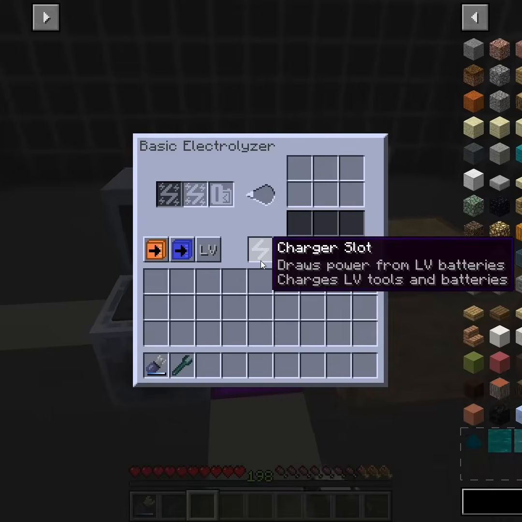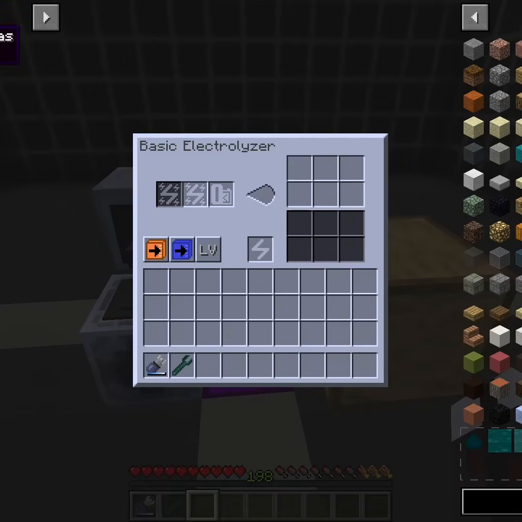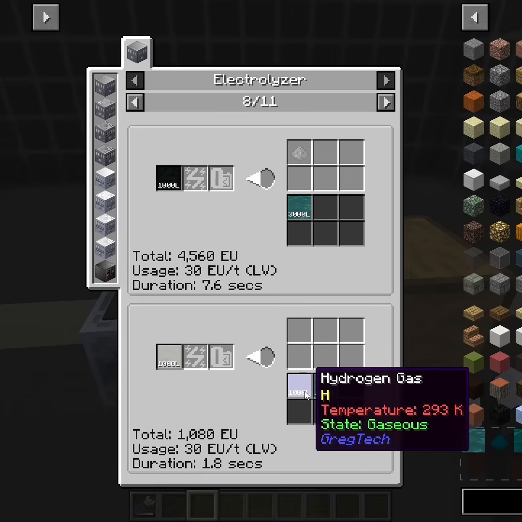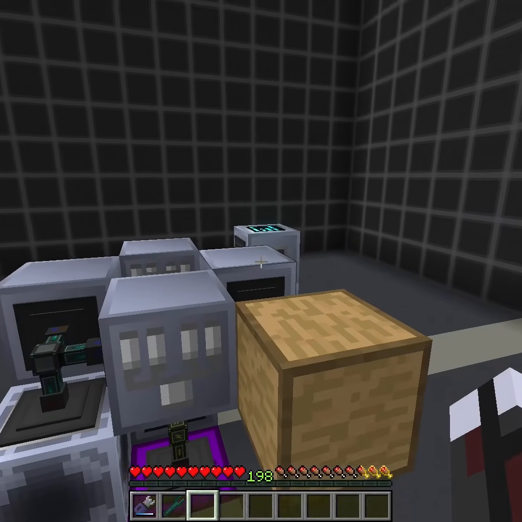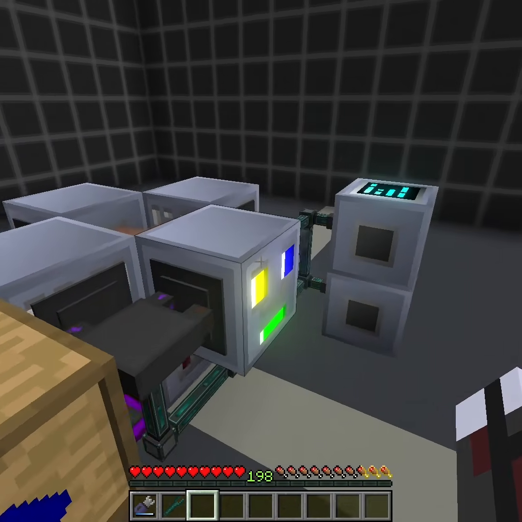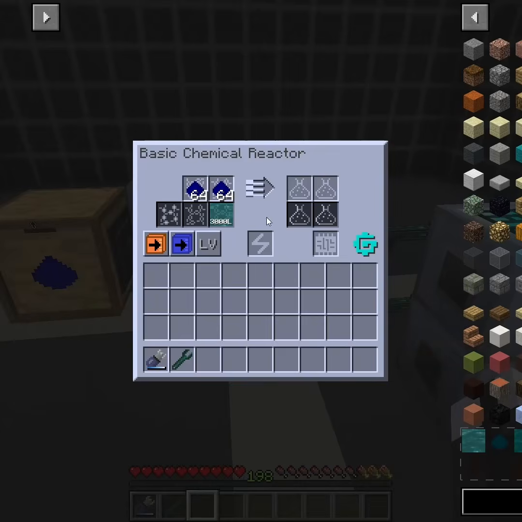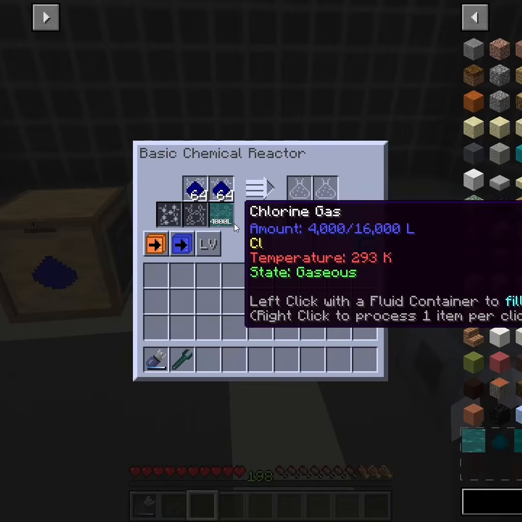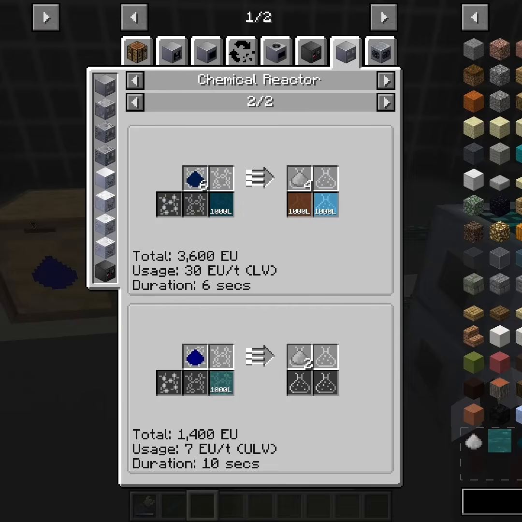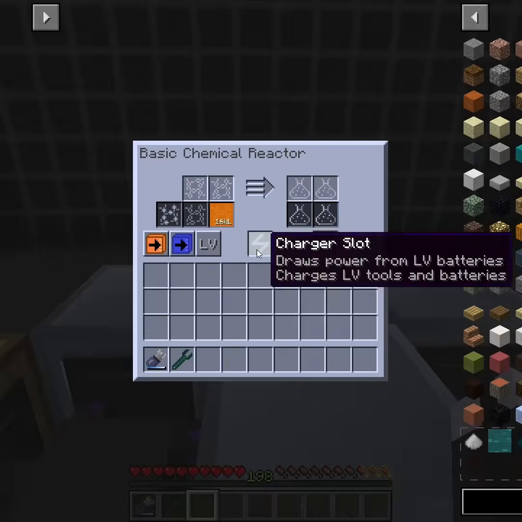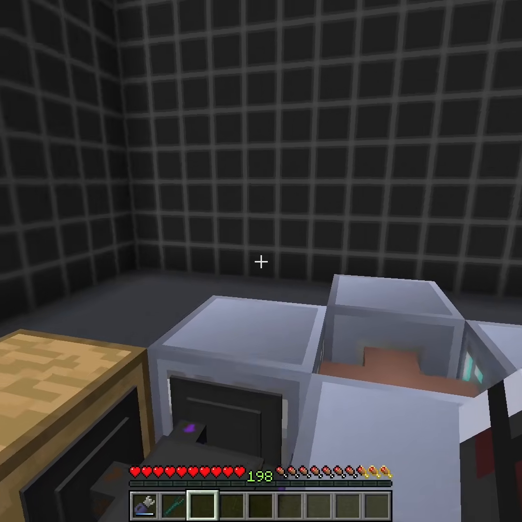The hydrochloric acid is electrolyzed to create chlorine gas with a byproduct of hydrogen as well. The hydrogen again is sent to a tank on void excess mode, and the chlorine gas is sent to another chemical reactor where an input of sodium dust is supplied to create salt. The salt is then looped back into the first chemical reactor with the sulfuric acid, and the process starts over again.